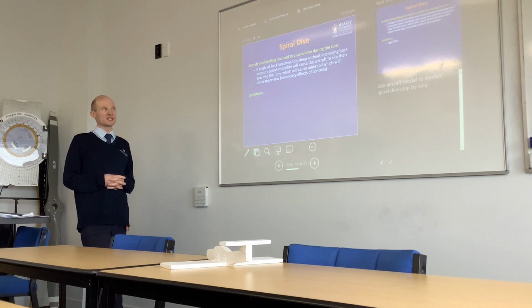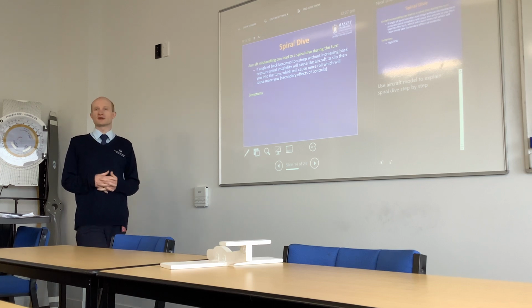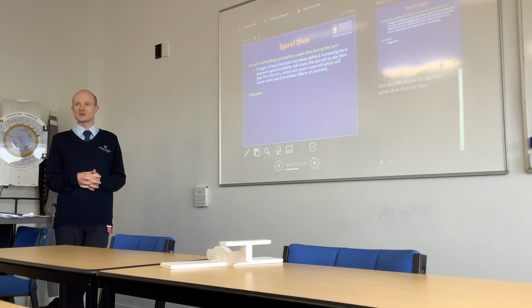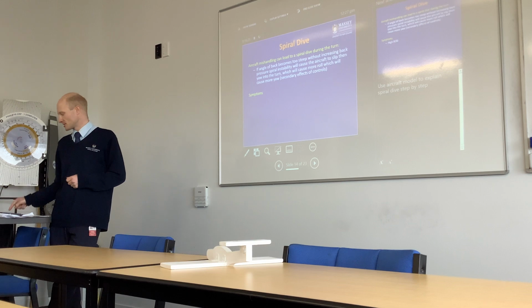It's a really wordy sentence or two that comes up there, but I just get them to read it. It's a bit technical as well. Essentially though, if you don't increase the back pressure enough, the aeroplane will descend, and it's partly due to spiral instability. It will enter a spiral descent.